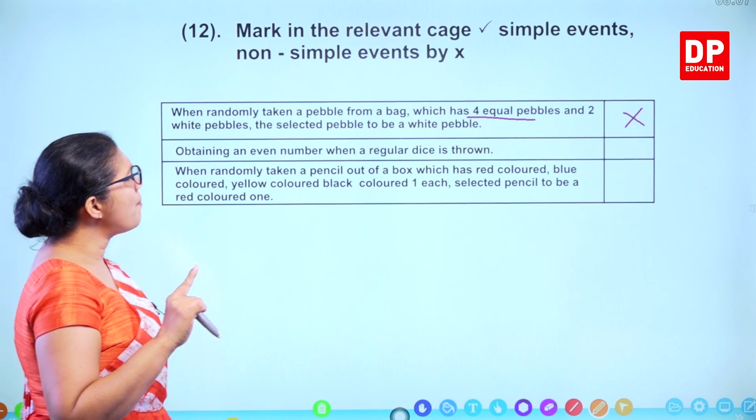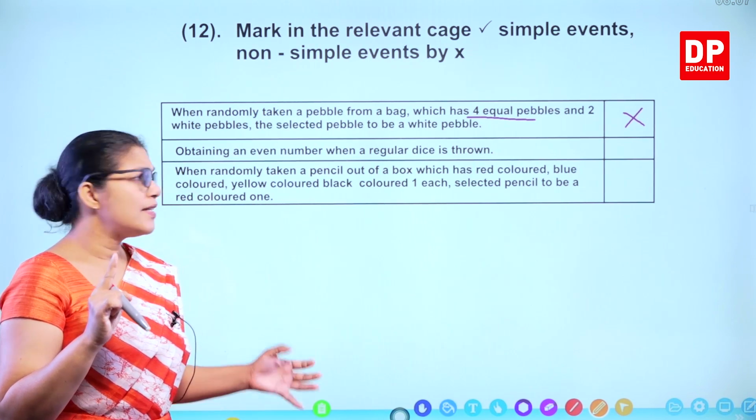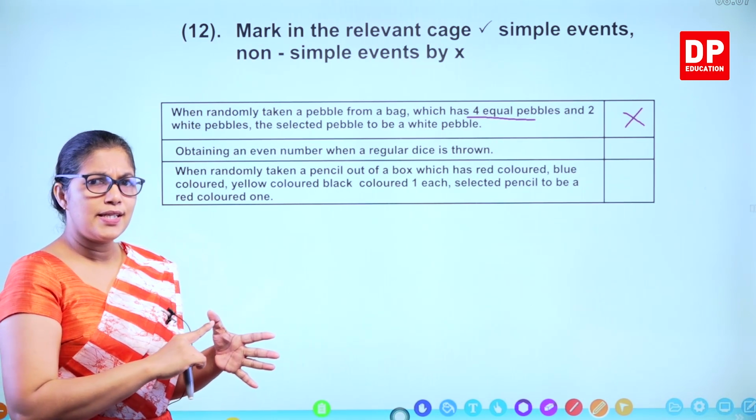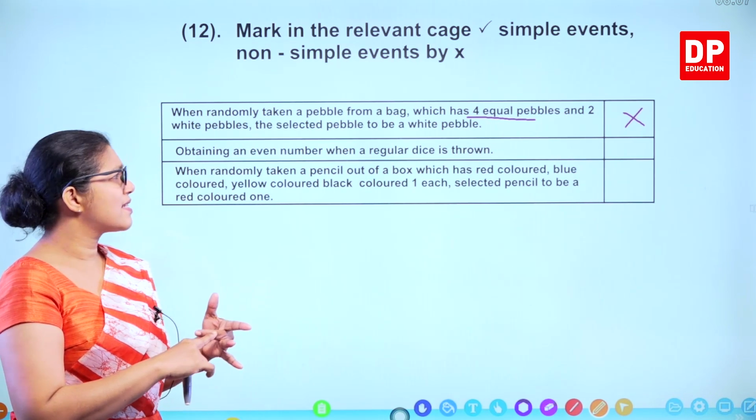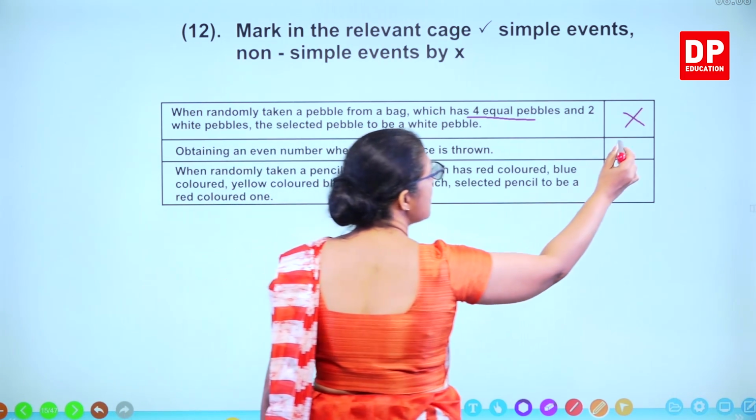Obtaining an even number when a regular dice is thrown. What are the even numbers? You get 2, 4, 6. So lot of outcomes are there. So that's not a simple event.